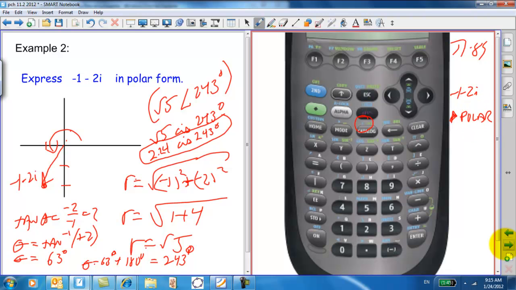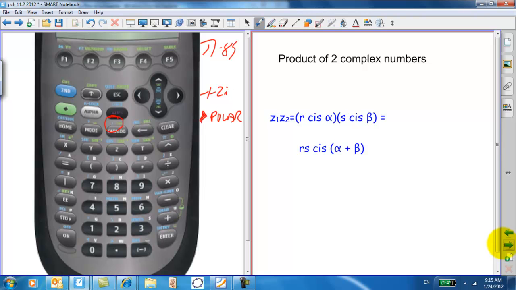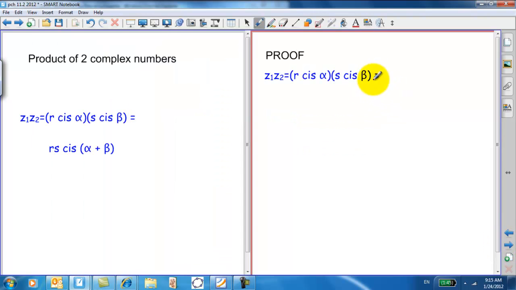Now, a lot of times I'm not going to want to calculate an answer, so we'll go over how to convert these. But first, let's talk about the product of two complex numbers. Here's the formula. Two complex numbers multiplied together in polar form, R cis alpha times S cis beta. You multiply the magnitudes and you add the angles. Why? Well, let's go through the proof.